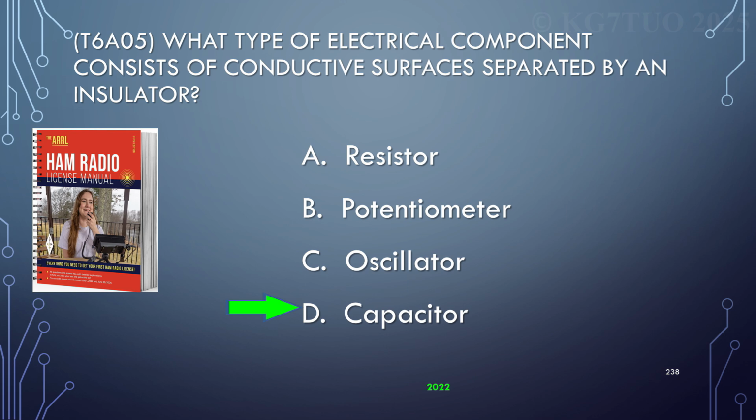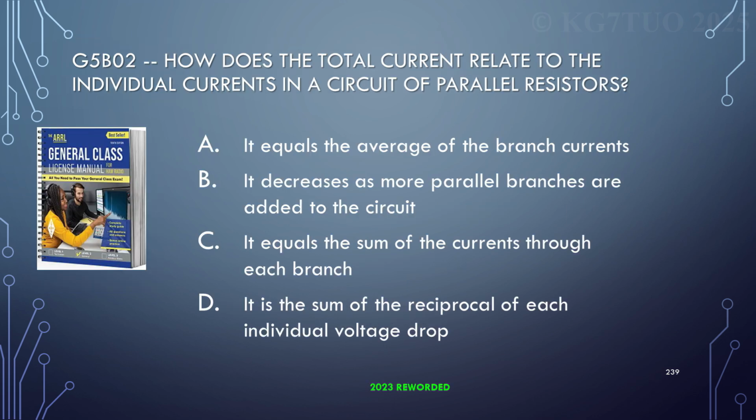Delta is correct. How does the total current relate to the individual currents in a circuit of parallel resistors? Parallel resistors. Charlie. I heard a Charlie and another Charlie just right as I was hitting the button.